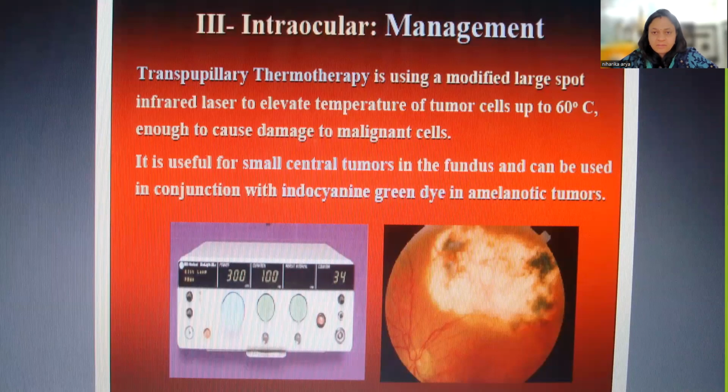So for intraocular management, transpupillary thermotherapy uses a modified large spot infrared laser to elevate the temperature of the tumor cells up to 60 degrees centigrade, enough to cause damage to the malignant cells. It is useful for small tumors in the fundus and can be used in conjunction with indocyanine green dye in amelanotic tumors. So this is the transpupillary thermotherapy.